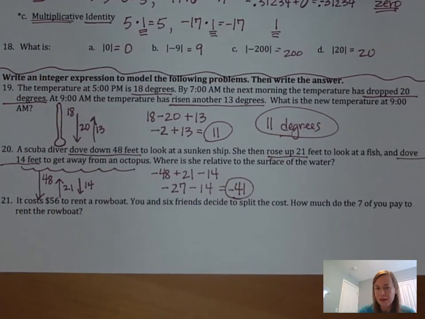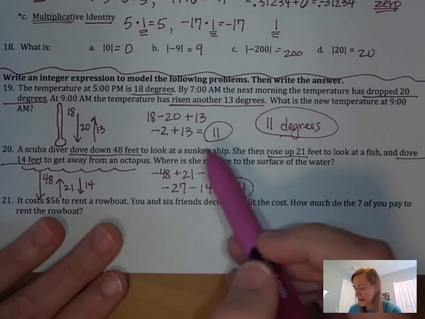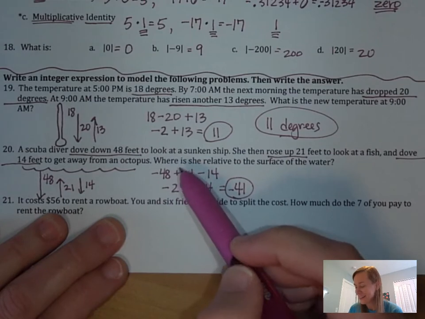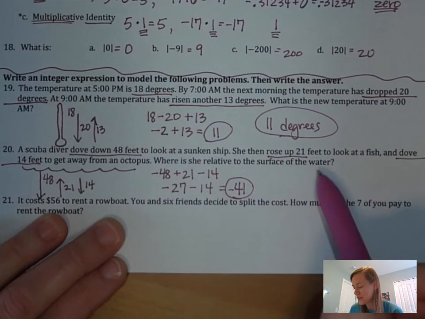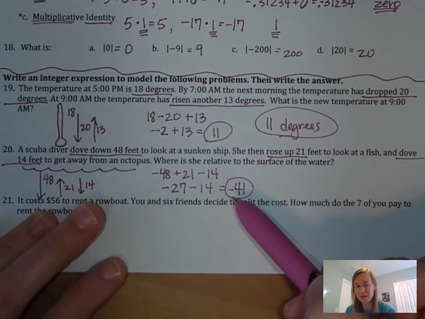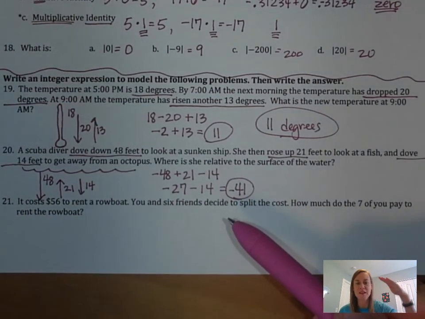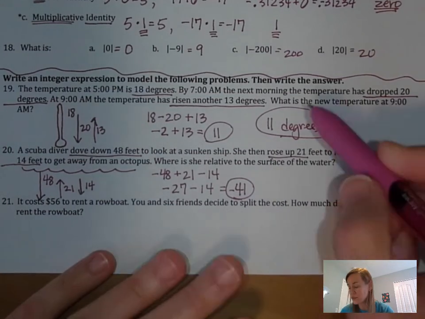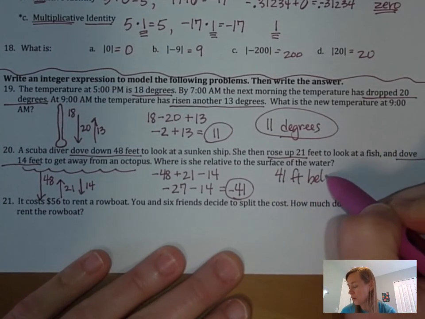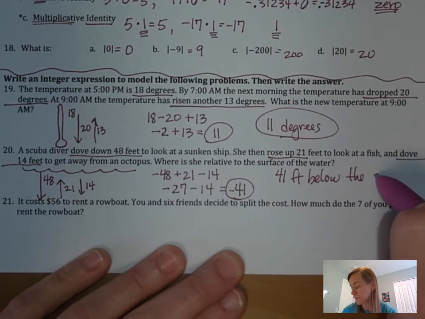Now, let's go back and look at the question. I've already circled my answer. Here I am again saying, wait a second, I forgot to think about units. Where is she relative to the surface of the water? Now, if our math told us negative 41, that means she's 41 feet below the surface. So that's what you would write for your answer, 41 feet below the surface.